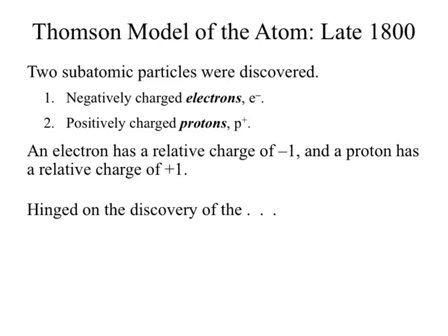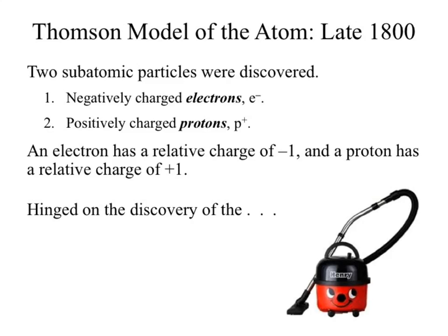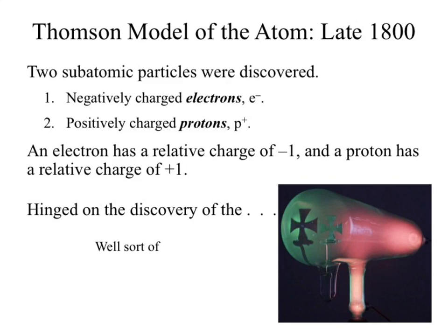Okay, what that discovery was: vacuum. The discovery of electrons and protons hinged on the ability to have a vacuum. We had to be able to reduce the pressure within a system so small that we could say there was nothing there. What he was then able to do was generate a current of electrons and protons. That current of electrons and protons was actually a cathode ray tube.